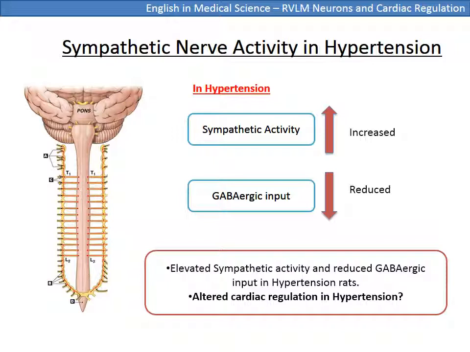So the question arises whether there is an altered or impaired cardiac regulation through RVLM neurons in hypertension. This question becomes a focal interest in my current research.